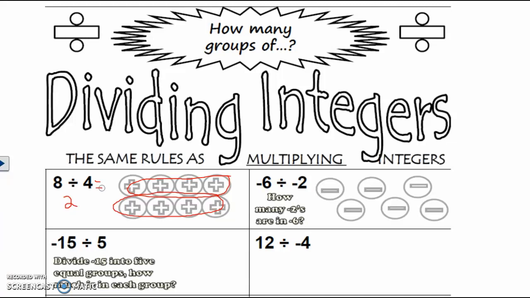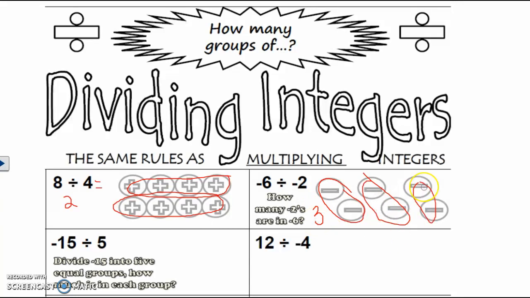Now, if I look to the right, both of these are negatives. I wonder what we'll get. Will we end up with a positive or a negative? Well, we have negative 6, and we need to find out how many negative 2's we can fit in negative 6. So I'm going to circle groups of negative 2. There's 1, 2, whoa, and 3. That's 3 groups.